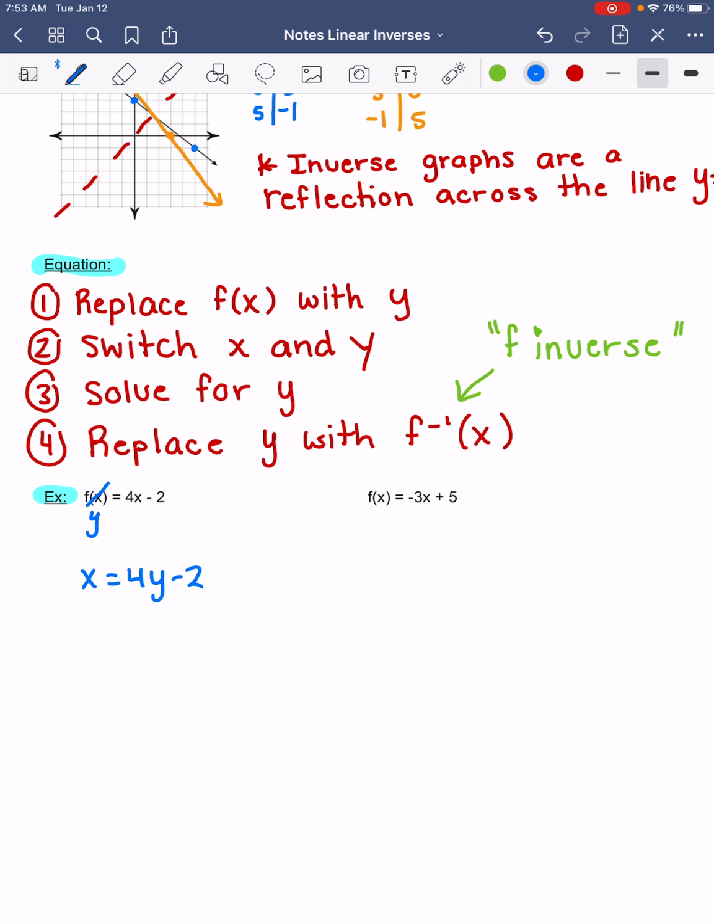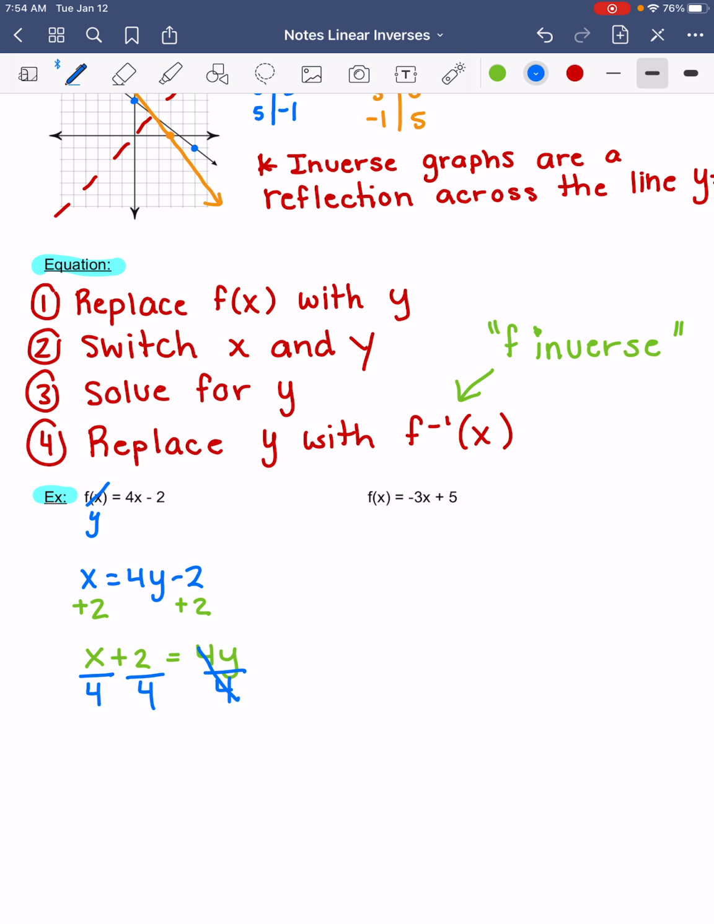Step 3 is to solve for y. So now I'm trying to get this y by itself. The way that you get the y by itself is you would move anything that's being added or subtracted. So I'm going to add 2 to both sides. And then I would go ahead and divide both sides by whatever's in front of y. So I'm going to divide both sides by 4. When you divide both sides by 4, everything gets divided by 4.